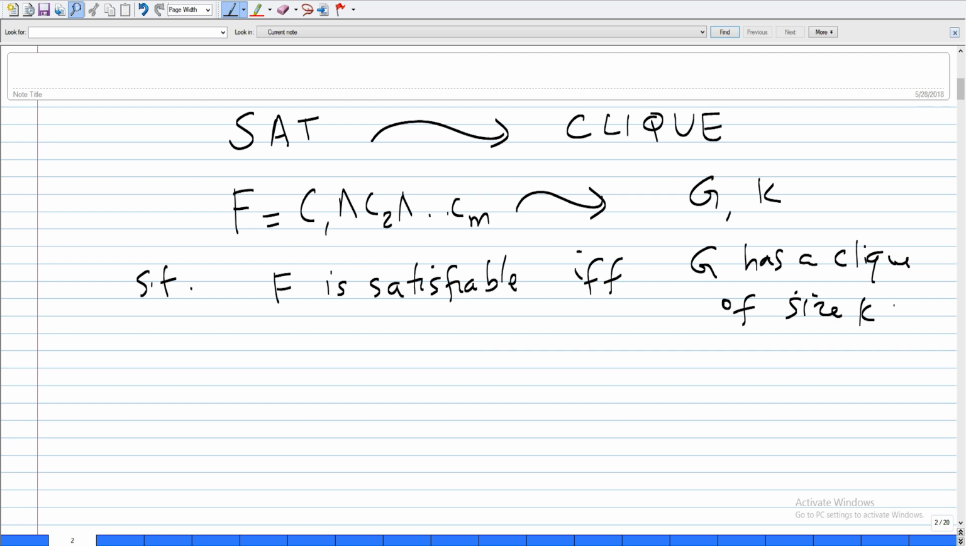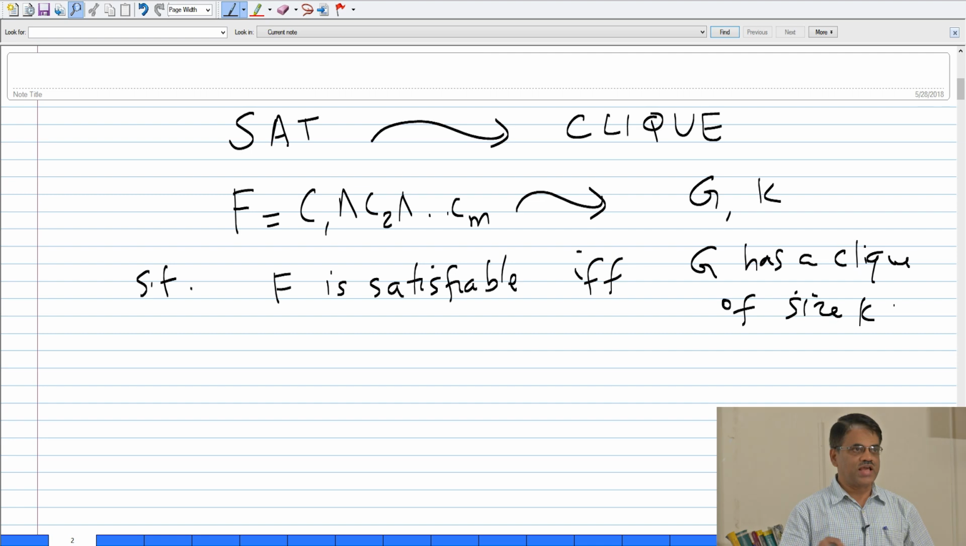So why do I even think that this reduction would be possible? What are these properties? Let's think about it before I construct the graph. What is it I want my assignment to satisfy? The assignment should simultaneously satisfy these M clauses. Here, I want a clique, a set of vertices such that every pair of them is adjacent. That's a property I want.